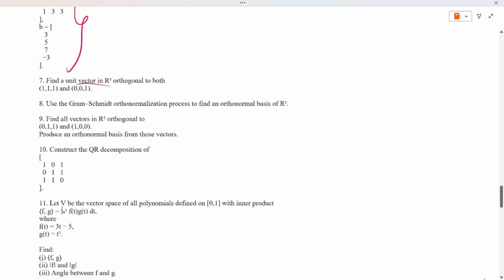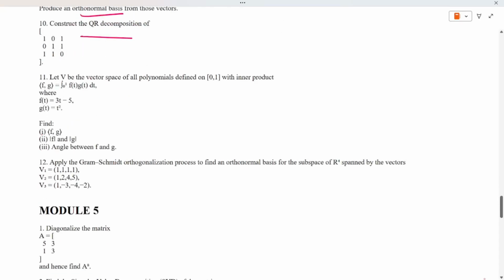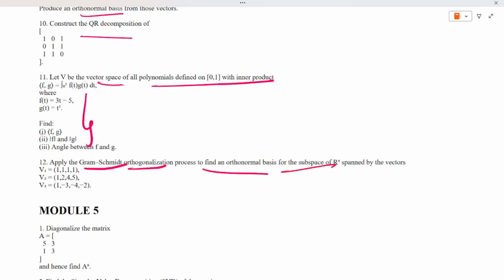And vector, unit vector, and Gram-Schmidt orthonormalization. And next is orthonormal basis. Next is QR decomposition. And next is about the vector space of all polynomials with inner product. And next is Gram-Schmidt orthogonalization, that is orthonormal, to find the basis of that, spanned by the vectors. They have given vector 1, vector 2 and vector 3.